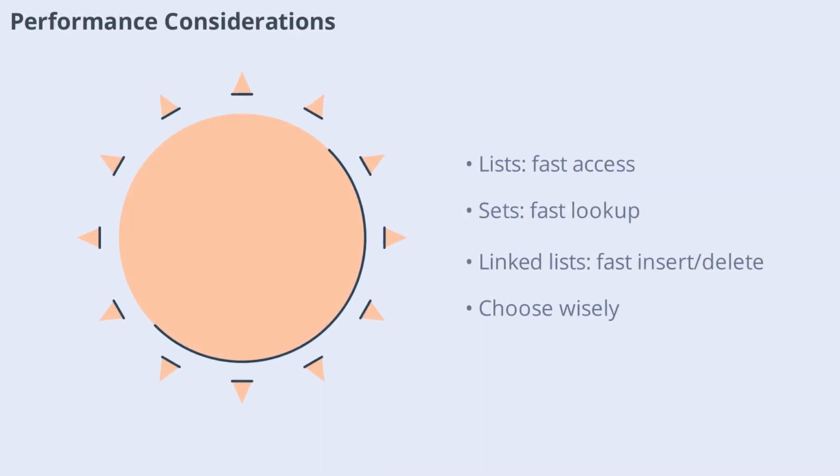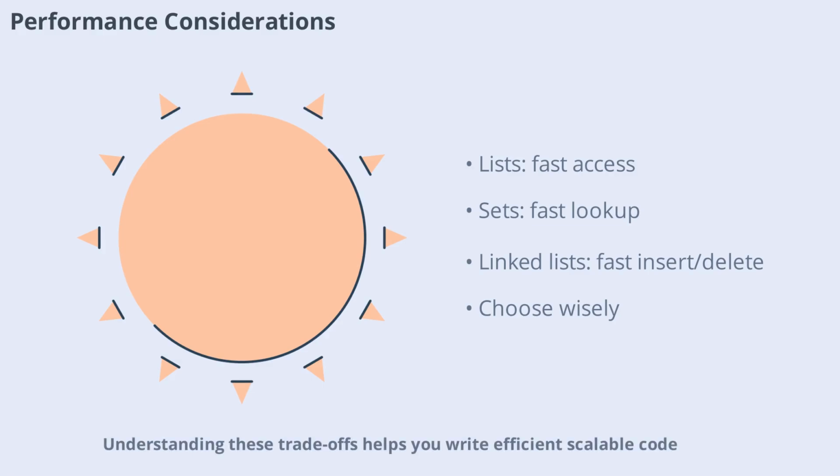Choosing the right data structure isn't just about convenience, it also affects your program's performance. Lists are fast for indexed access but slow for searching large datasets. Sets and dictionaries offer fast lookups while linked lists excel at insertions and deletions. Understanding these trade-offs helps you write efficient, scalable code.